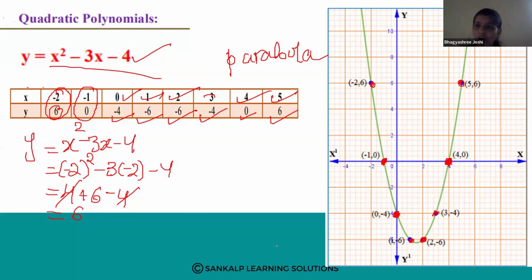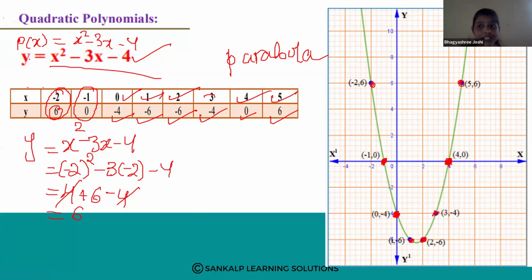So if we look at the table, let us see another thing. Observe the table carefully. y is equal to x square minus 3x minus 4. That means y is the polynomial. So y is p of x here. P of x is equal to x square minus 3x minus 4. Y is the polynomial, meaning y is equal to p of x.